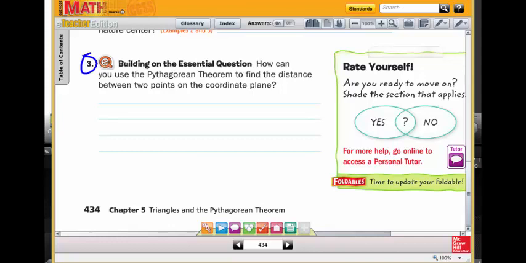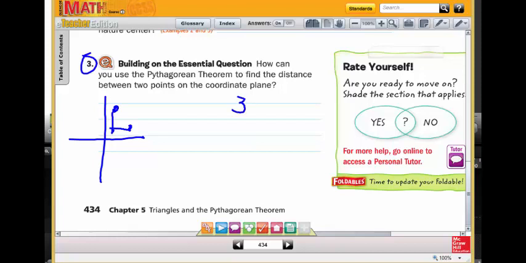Problem number 3, building on the essential question. How can you use the Pythagorean theorem to find the distance between 2 points on the coordinate plane? Well, basically the answer to this question is you can do one of two things. You can either plot those points and then count the distance of the legs, or you can do it the way that I did it earlier, where we can use the distance formula, so you find out how far x1 and x2 are from each other.